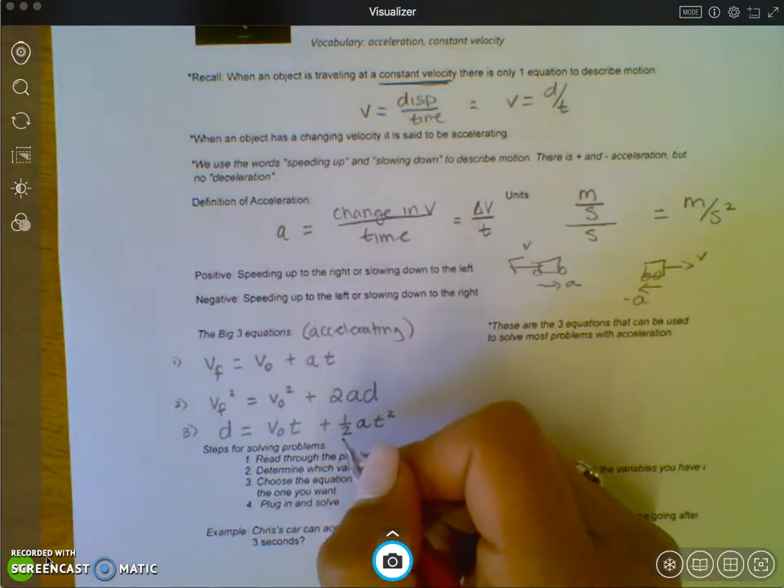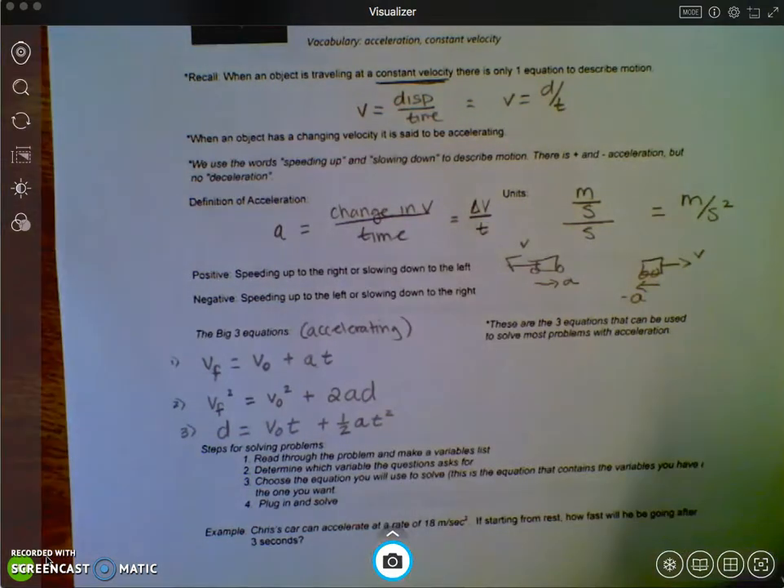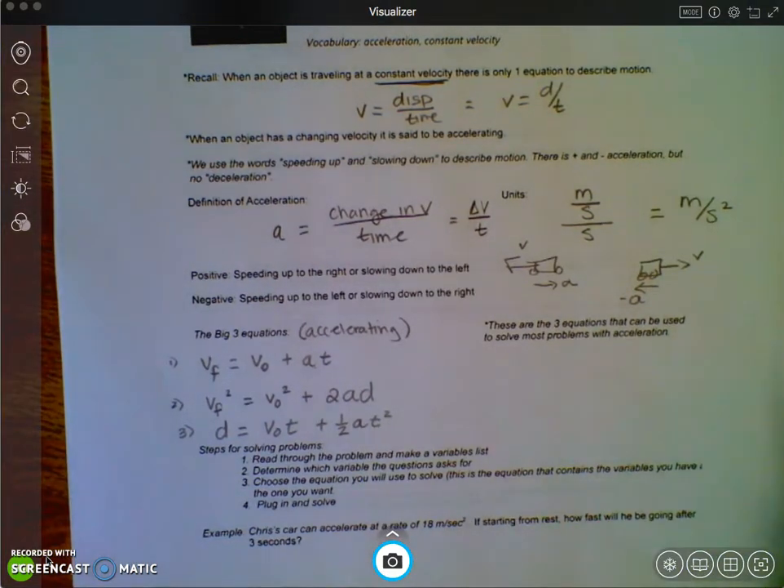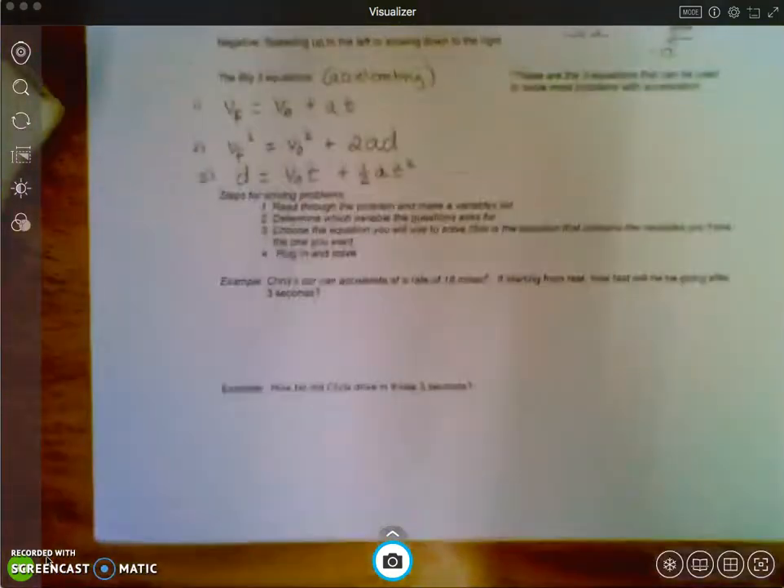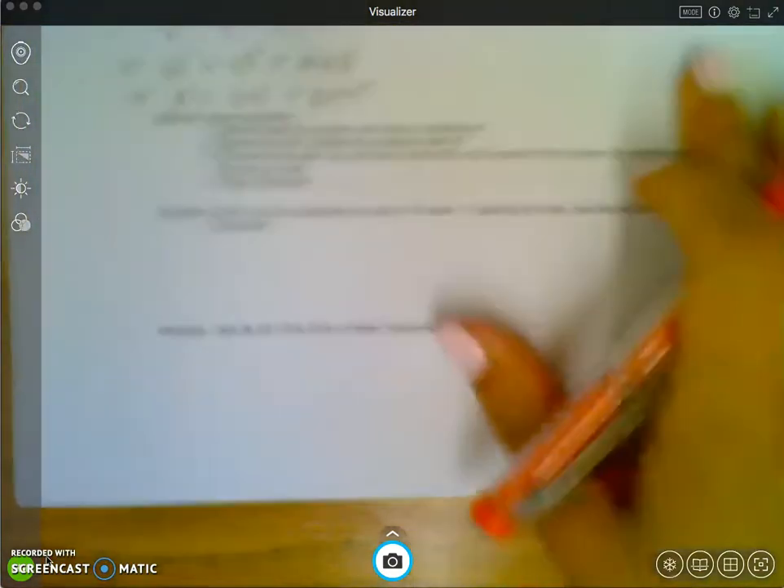A is not squared, 1/2 is not squared. Just the t is squared. Okay? And these are the three equations that we're going to use most when solving acceleration problems. Now, when we actually solve these problems, there are some steps that we're going to follow.